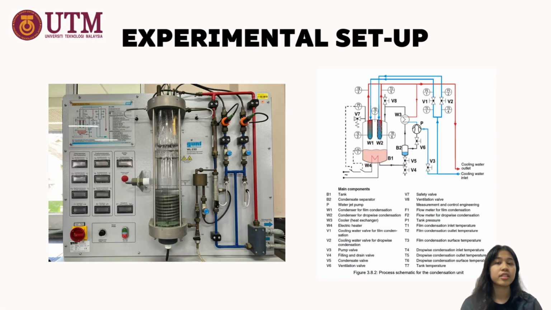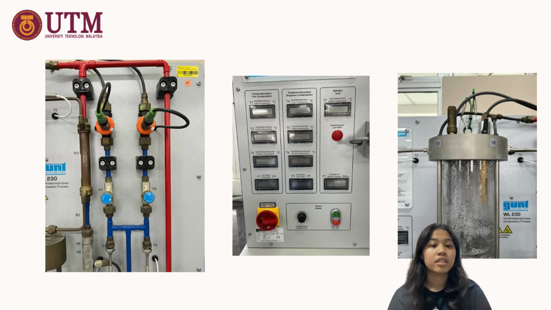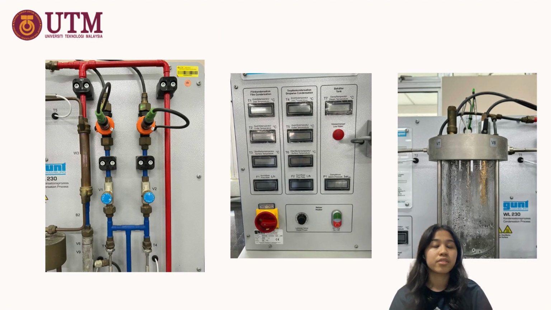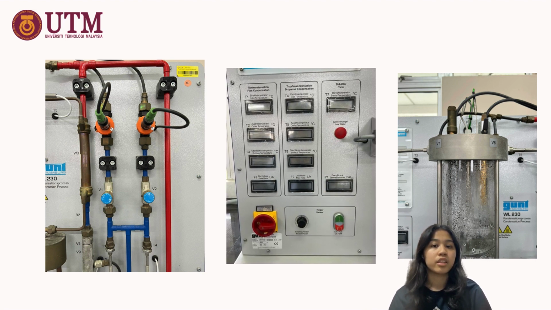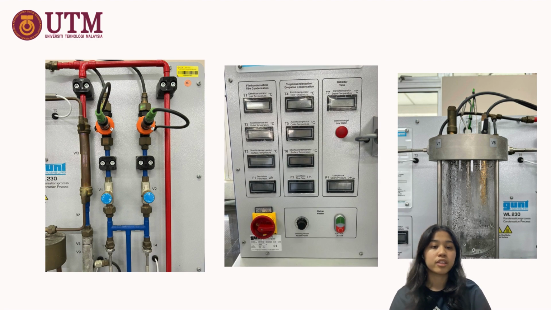The next one is experimental setup. So these are the apparatus that we use in this experiment, which is heat transfer coefficient in dropwise and film condensation. We can see on the left side is the flow rate valve that we use in this experiment, and on the right side is the data that we need to record in the table.